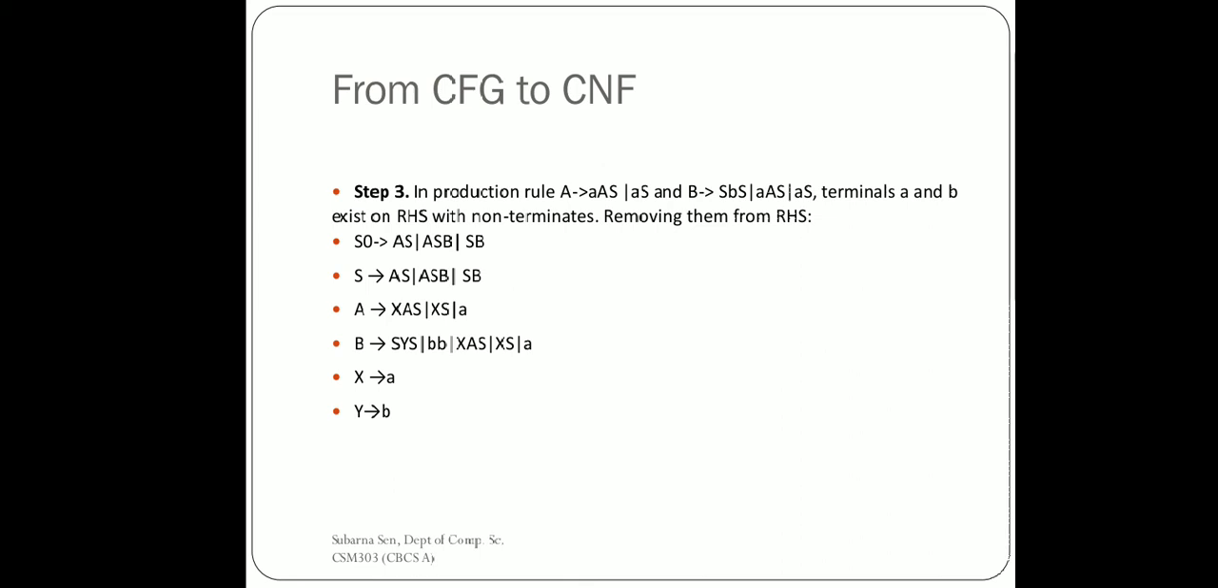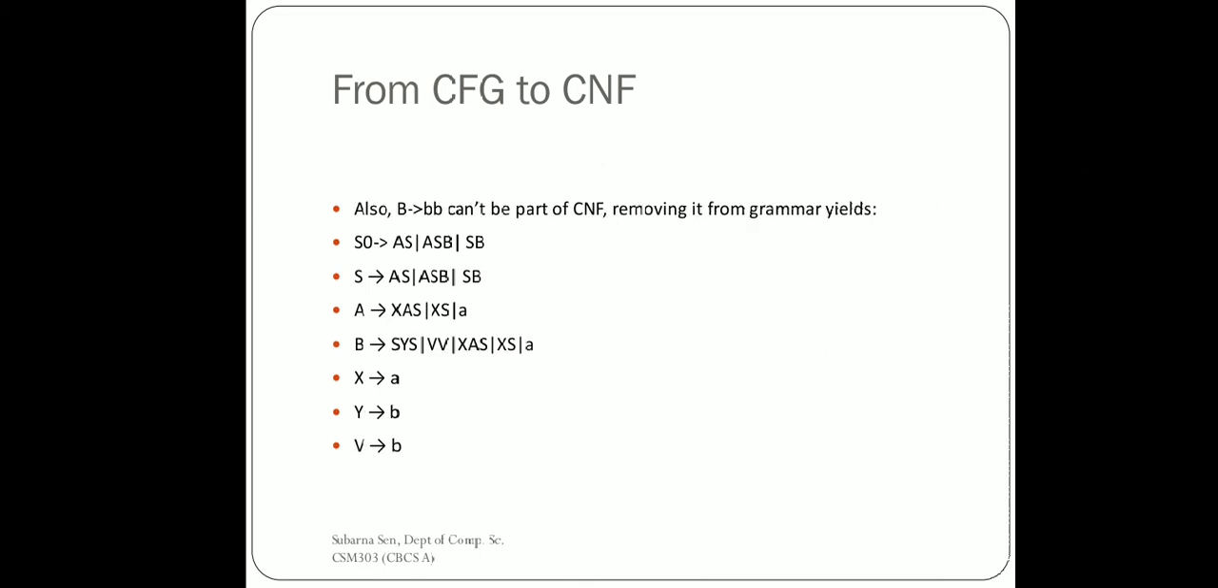Fine, we are not done yet, right? Now we have to see that capital B deriving small b cannot be a part, so again we are removing it. We are just tackling one at a time, not doing everything at once. Still it is not in CNF, but we will keep on changing and it will come to CNF. In case of small b, we have incorporated capital V. You can see now capital B is deriving V followed by V, so V can derive small b.